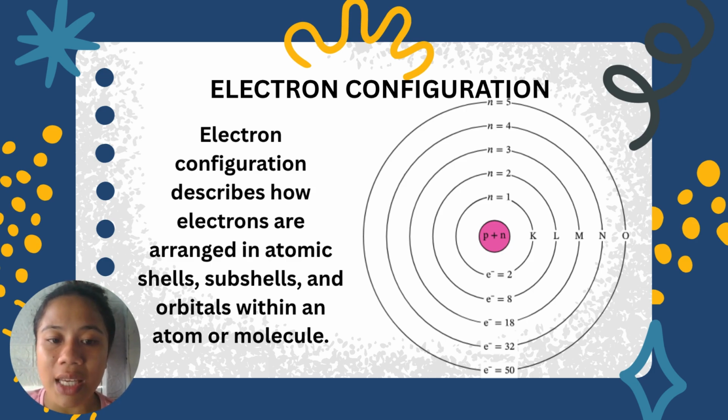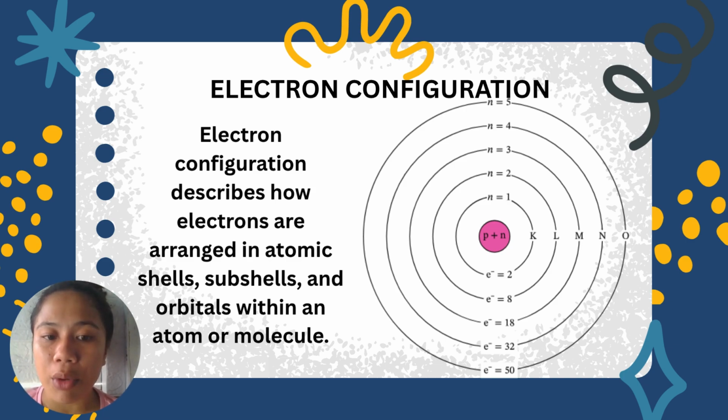The letters K, L, M, and N are what we call the shells. On the other hand, the orbitals are represented by the letter n. So in shell K, how many orbitals are there? There is only one orbital for shell K. For shell L, there are two orbitals. For shell M, there are three orbitals. And for shell N, there are four orbitals, and so on and so forth.